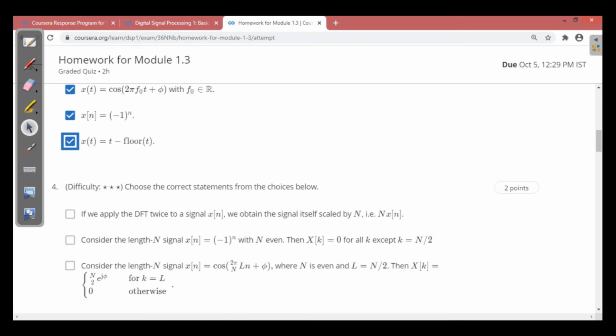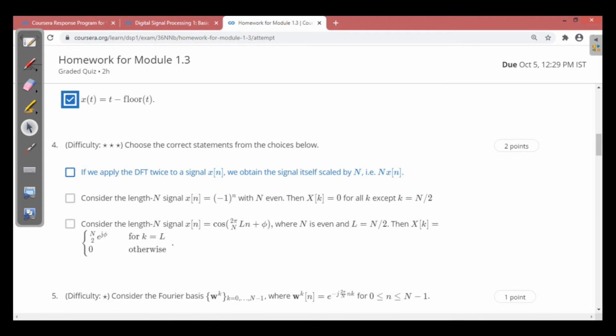The next one. Choose the correct statement from the choices below. If we apply the discrete Fourier transform twice to a signal x of n, we obtain the signal itself scaled by N, that is N into x of n. No, you won't get the same signal again. It's wrong.